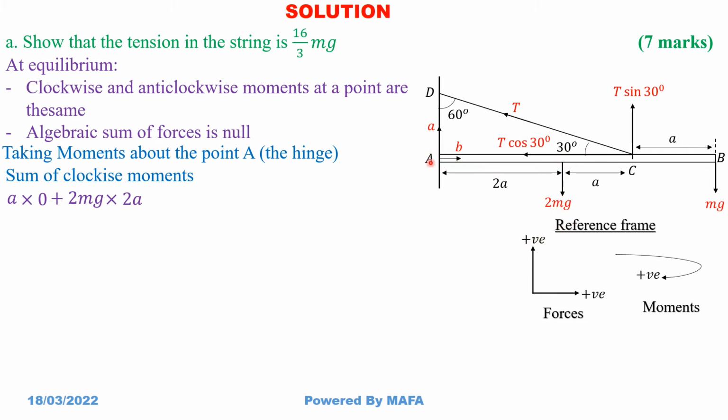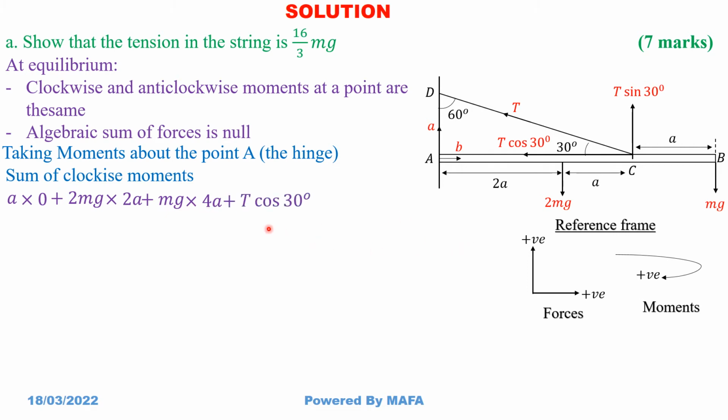Its perpendicular distance from this point is simply this horizontal distance, because this distance makes an angle of 90 degrees with the force, that is the width. So we have 2 mg times its perpendicular distance from the hinge, and the perpendicular distance is 2a. Now we proceed with mg times its own perpendicular distance. This is mg, acting at one end of the rod, and we are taking the moment of this force about this end of the rod. So its perpendicular distance is simply the length of the rod, a plus 2a, which is 4a as indicated.